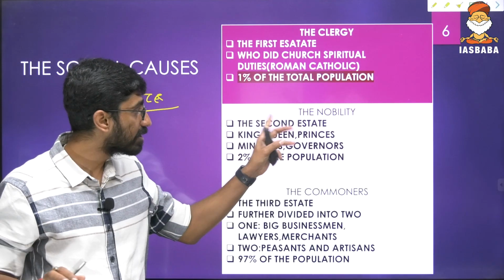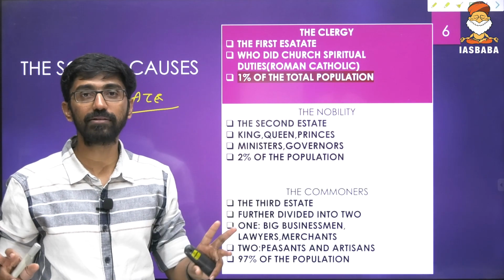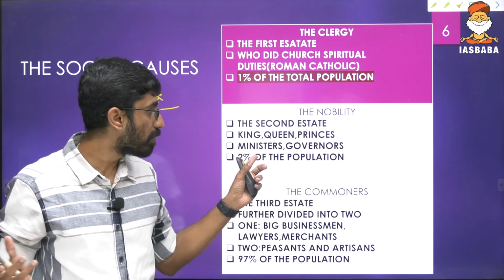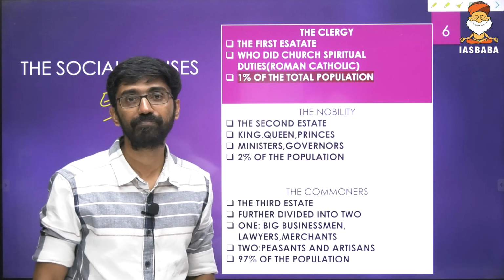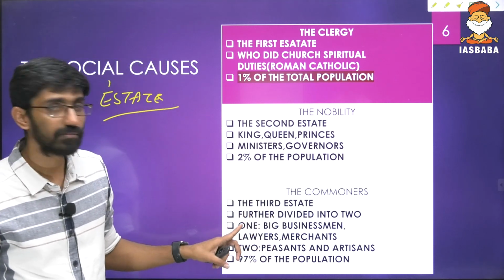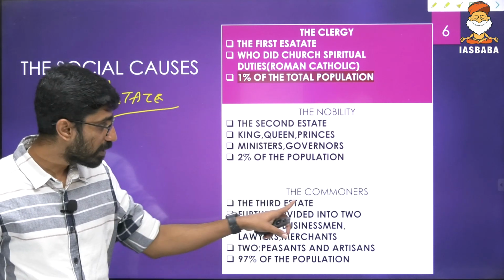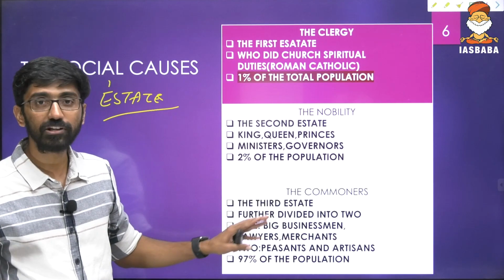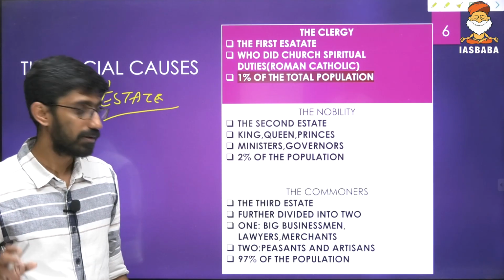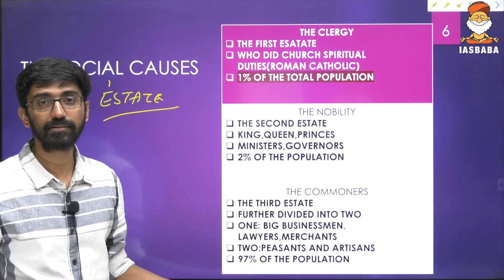Okay, and in nobility, there is a ruling class, the king, queens, and princes, ministers. They are only 2% of the population, and the rest 97% of the population, that is the common people. They are called as the third estate. Okay, and these commoners can also be further divided into two. One is, we can say, big businessmen, lawyers, merchants. We can say kind of a middle classes, and the lower class, peasants and artisans.